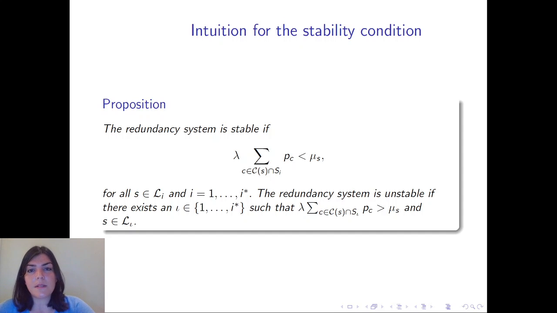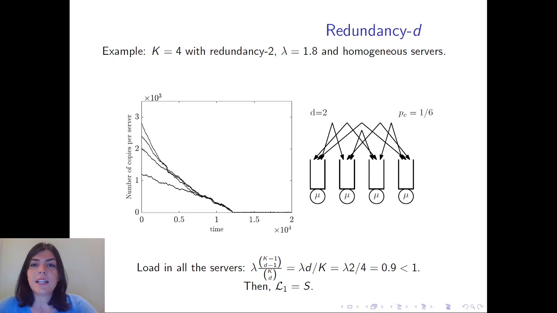We note that this stability condition coincides with that of a system where each job dispatches copies to each of the least loaded servers. And now we are going to analyze what happens for the redundancy d model. To do so, we have the following example, a 4-server system with redundancy d. The probability of a job type is 1 divided by 6, and the arrival rate to a server is going to be 4 divided by 6, because there are 4 job types that arrive to each server. We have homogeneous servers, and lambda is equal to 1.8.